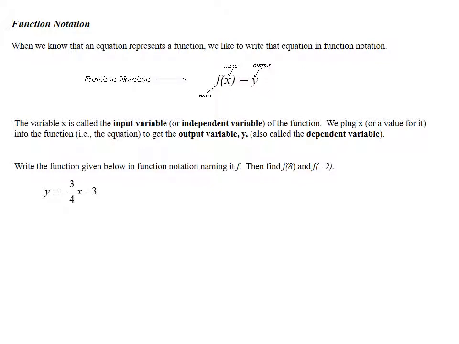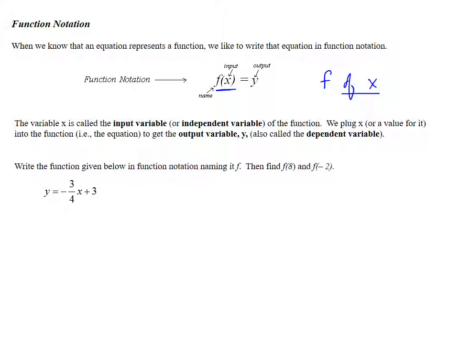When we know an equation represents a function, we like to write that equation in a special notation called function notation. In function notation, we sub out the output variable, say y, and we write in place of it the name of the function. In this case, often we call it f, and then in parentheses the input variable. And we say out loud f of x. So it's the function f where it has the input of x. So we say of x.